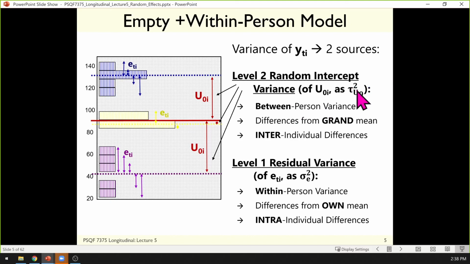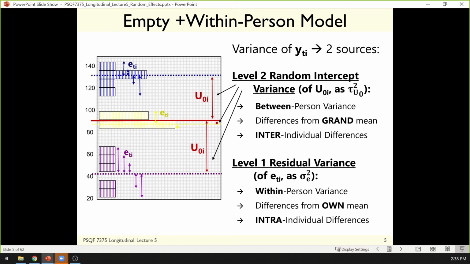But when I write this out, I always use a subscript for what it is the variance of. So the way to read this is that because it's a tau, that's a level 2 variance of some kind, it is the level 2 variance across the U zeros. So that describes how people differ from each other in their means. That's what level 2 random intercept variance is.